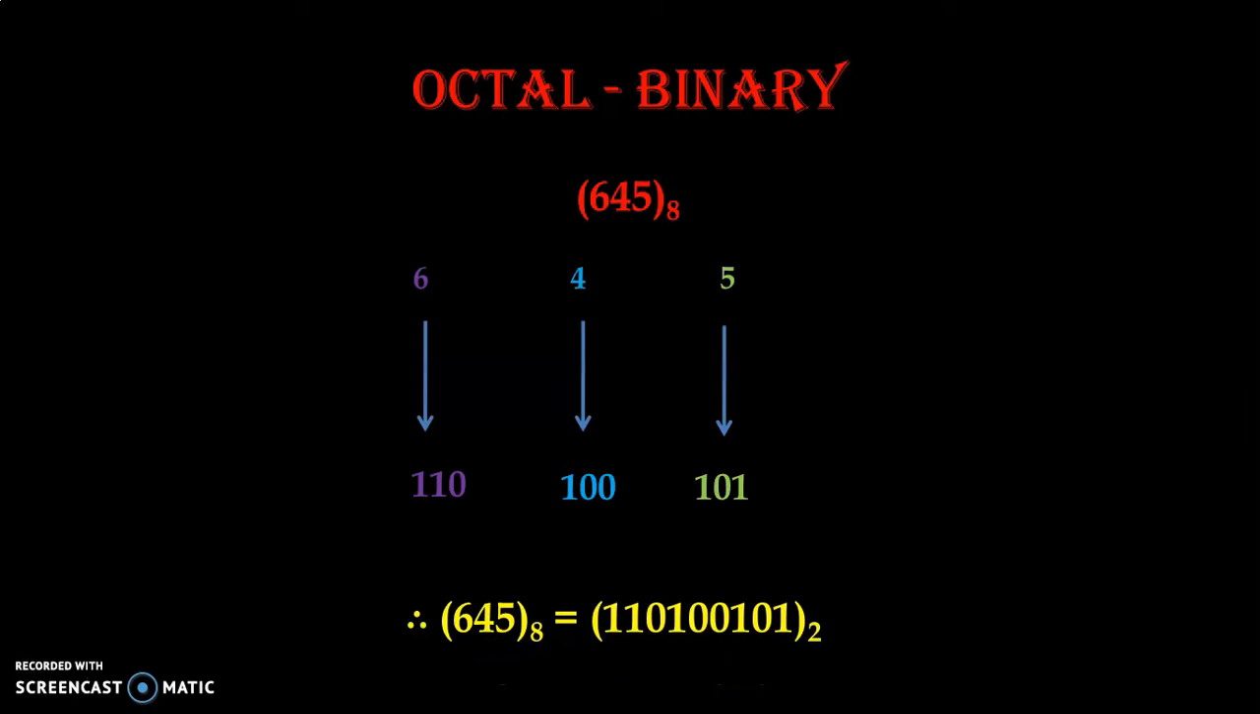So 645, that is an octal number, can be written in equivalent binary as 110, 100, 101. We have different values, 110, 100 and 101, and in similar fashion we have to write the equivalent binary number. So it is very simple, and we should know how to convert into binary in groups of 3, and that number system is known as 4-2-1. So 4-2-1 you should always remember while converting octal to binary.